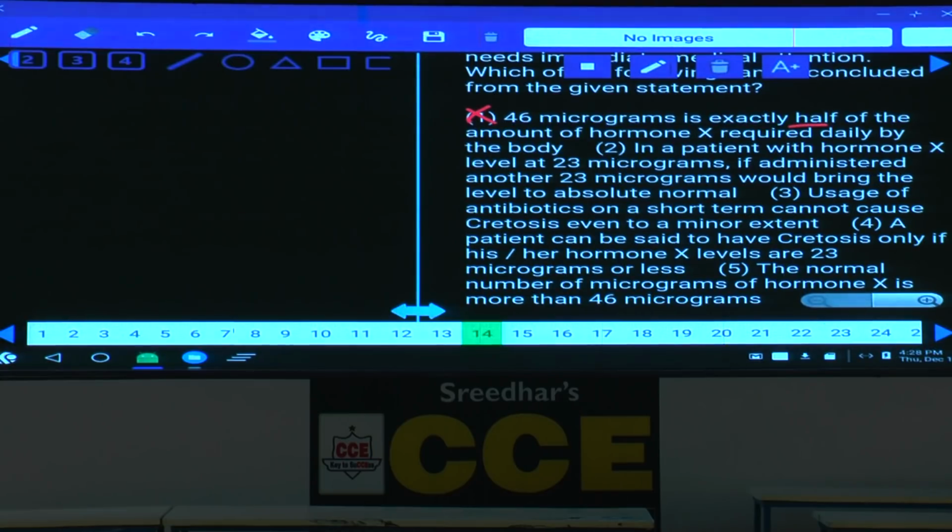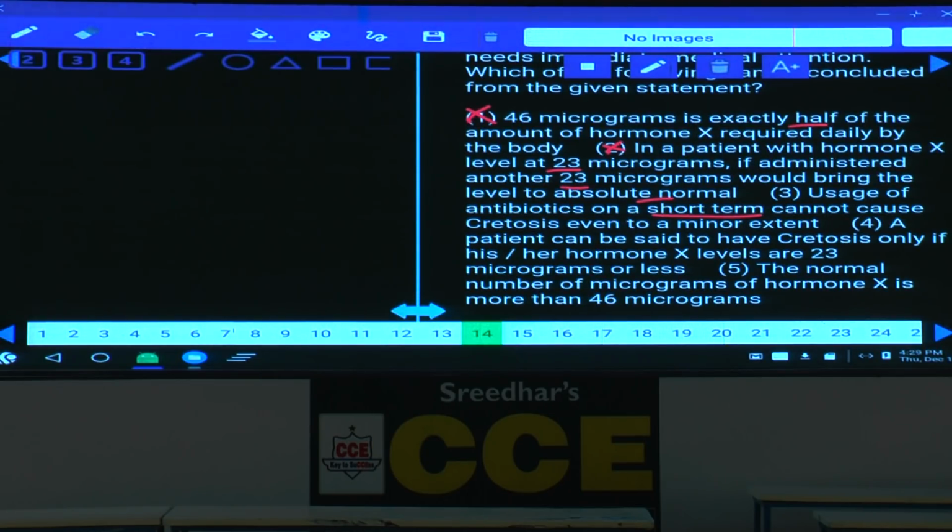Then second, in a patient with a hormone X level at 23 micrograms, if another 23 were administered, it would bring the level to absolute normal. Whether this 23 is half of the required number is not clearly known, isn't it? And the second one is also the same as the first. Then coming to the third one, usage of antibiotics in the short term cannot be said. The statement is talking about usage of antibiotics in the long term. No information is given about the short term. What happens when it is used in the short term?